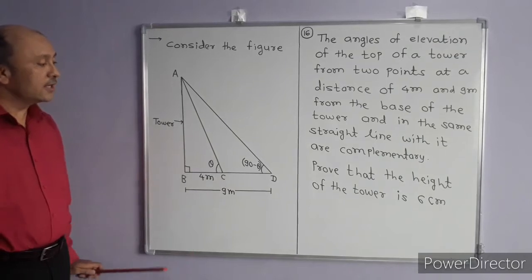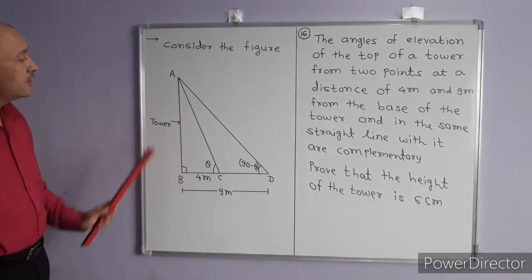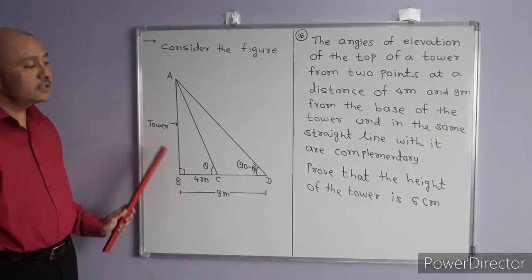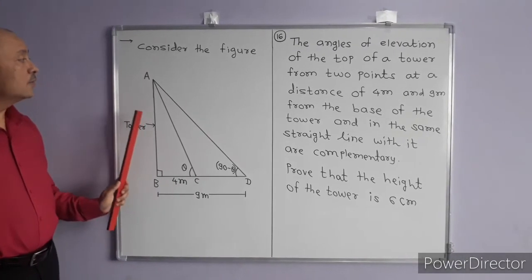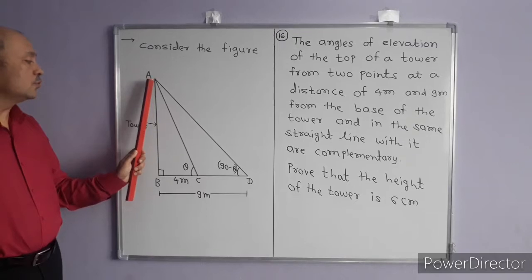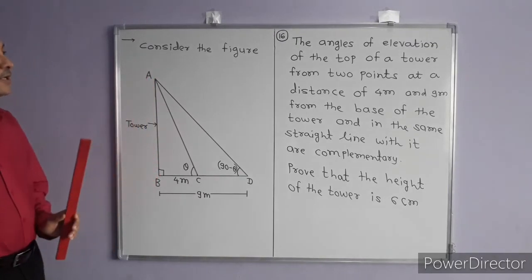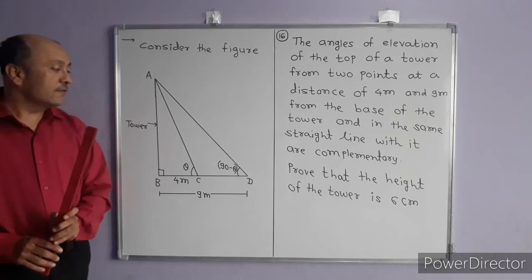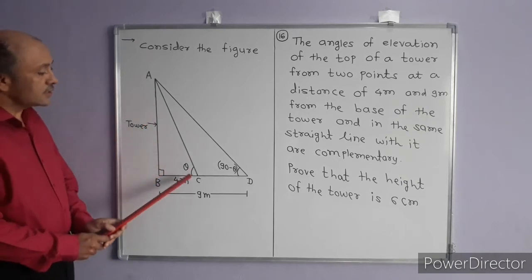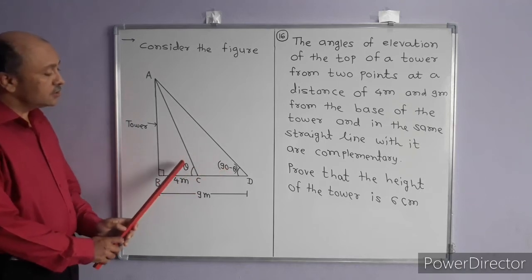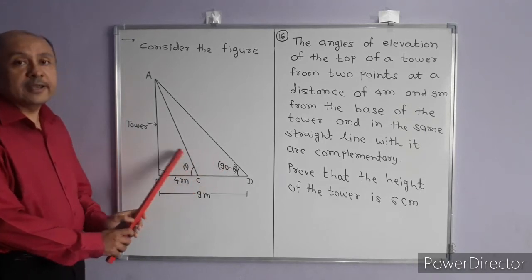So what is to find out now? We are going to prove that the height of the tower is 6 meter. The answer is also given here, students, and our question is only to prove the height is 6 meter. One more thing is given here, that is there are two angles of elevation. So one is at angle C and the other is at angle D. So these two angles are given as complementary angles.